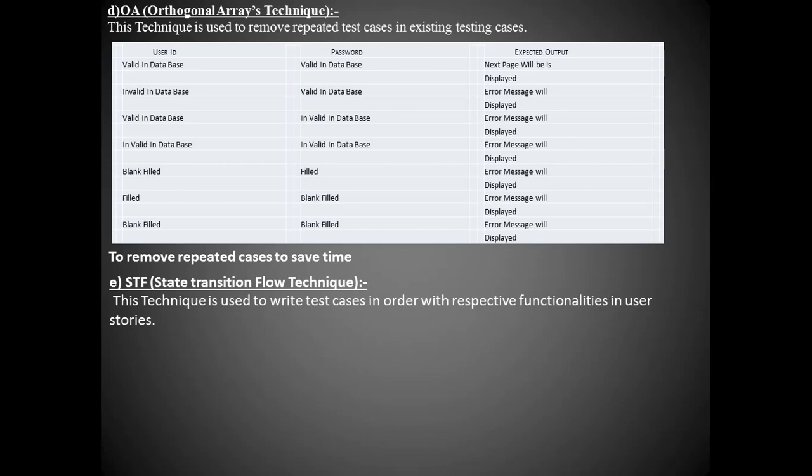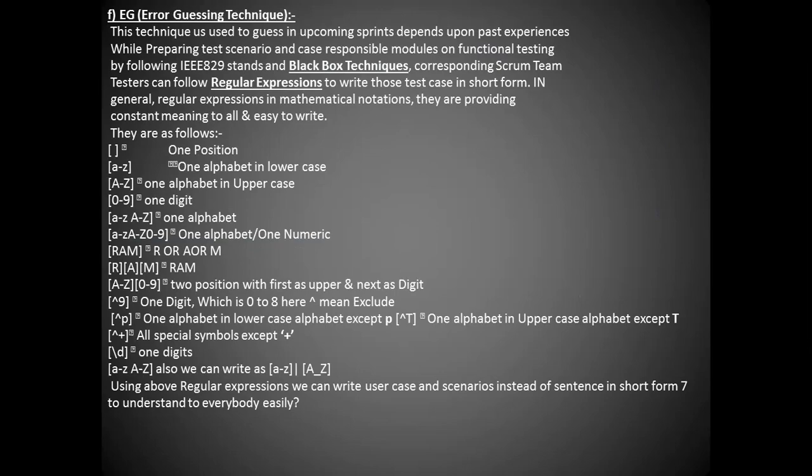The next one is the state transition flow. This technique is used to write the test cases in order with the respective functionality in the user storage itself. Next one is the error guessing technique. This technique is used to guess in upcoming sprints, depending upon past experience while preparing test cases and the responsible modules on functional testing.